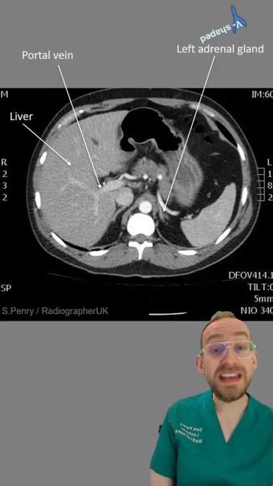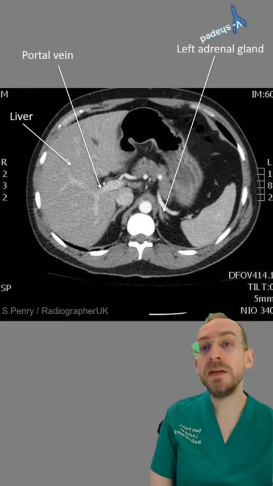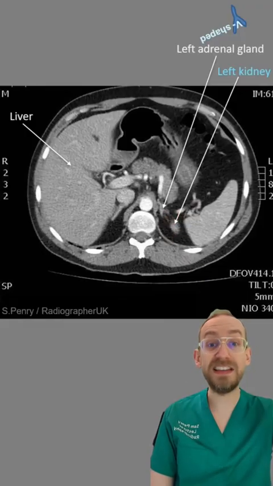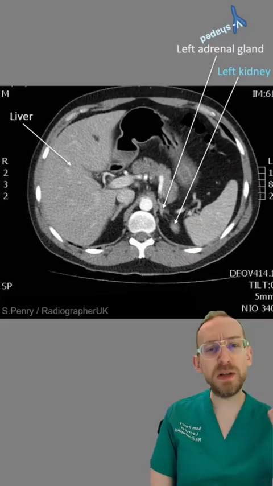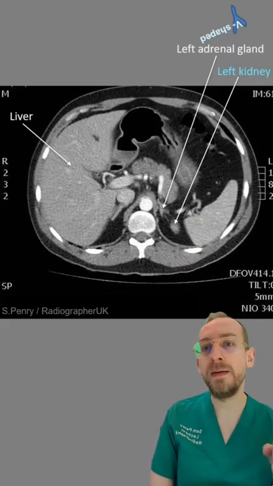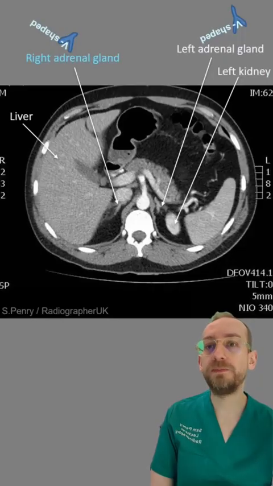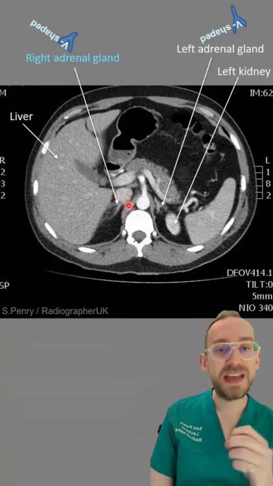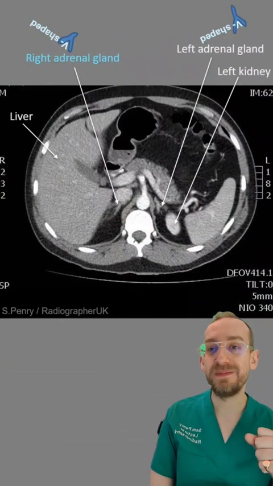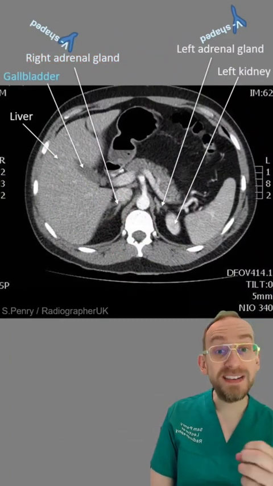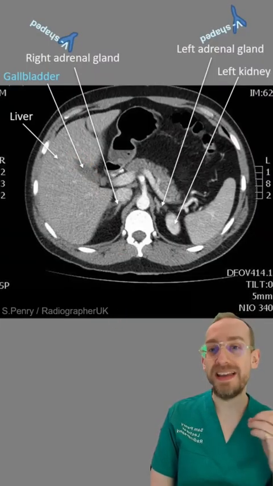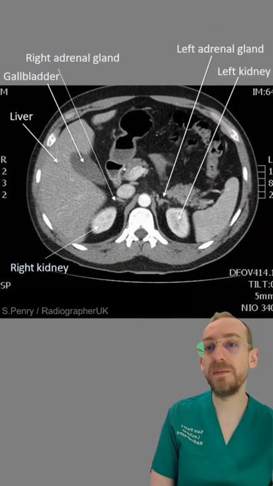Now we can just about see the left kidney coming through now. So it looks very small because we're right at the very top of that kidney. We've taken a slice through the very top part of that kidney. So it looks very small at this moment, but we're going to scroll through and we'll see that more clearly in just a moment. We can now see the right adrenal gland come through. And again, we've got that V-like shape. We can see the gallbladder. Now we can see those kidneys more clearly. We can see the right and the left kidney.